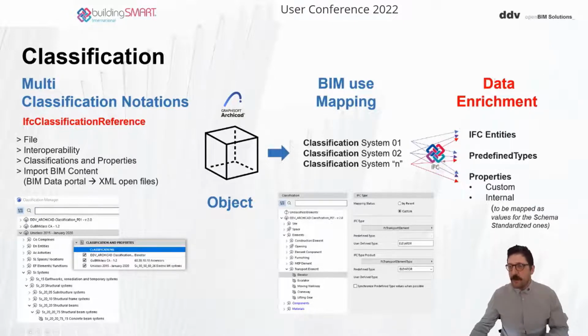So in other words, what we will get is different IFC models in which same objects could be mapped as different IFC entities using different enumerations from the predefined type attribute, and of course applying different customized property sets, and also using internal ArchiCAD ones to be mapped as values for the standardized schema ones. Okay, so this is a very important core feature that you should explore, and we suggest you to go through.